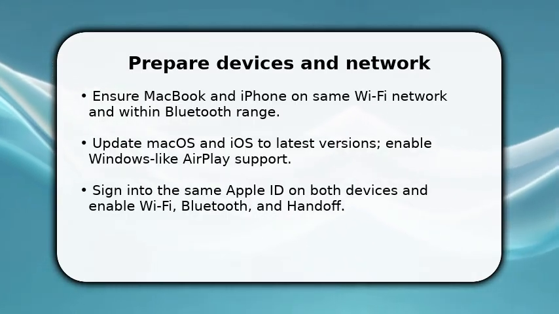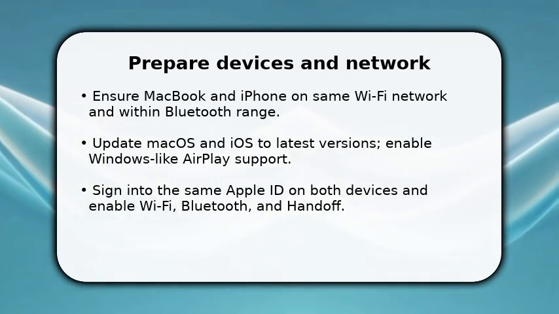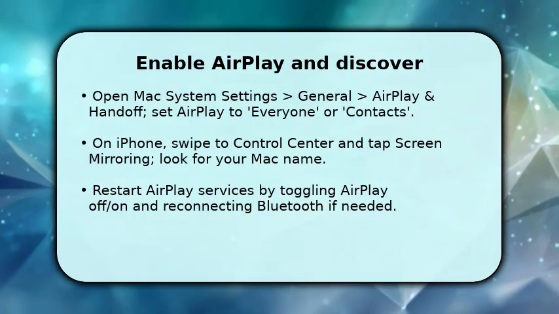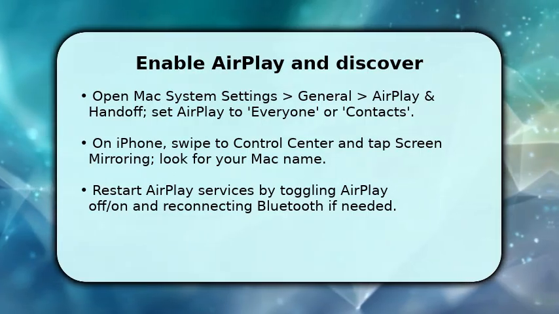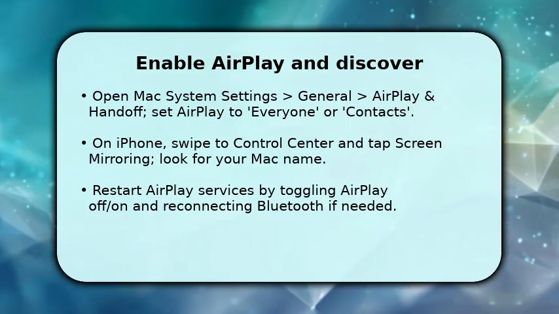Now move to the Mac's Control Center and the iPhone's Control Center to begin discovery. That's the first actionable step. You now enable and tune AirPlay so the Mac shows up on the iPhone. On the Mac, go to System Settings, General, AirPlay and Handoff, and set Allowed Connections to a permissive option. This makes the Mac discoverable.